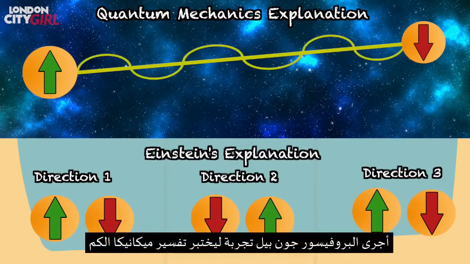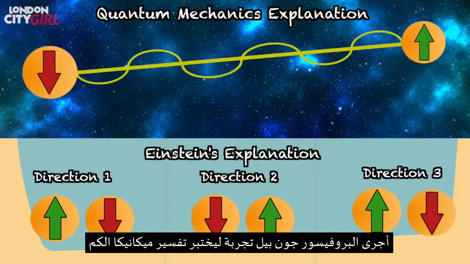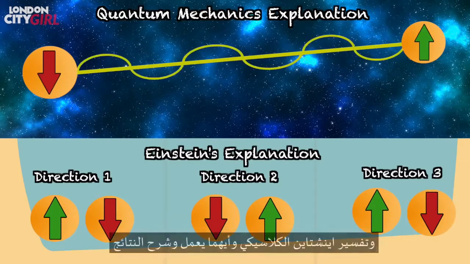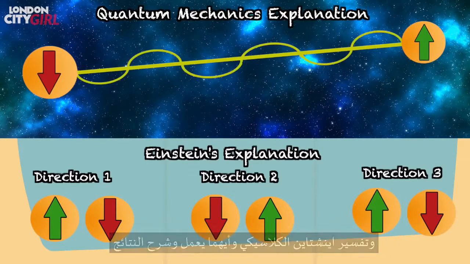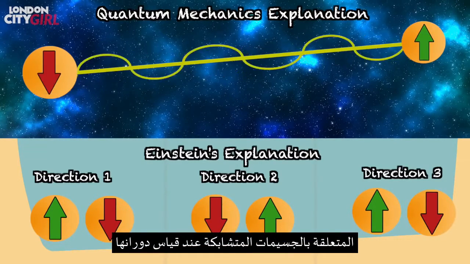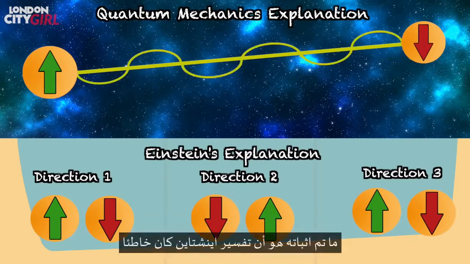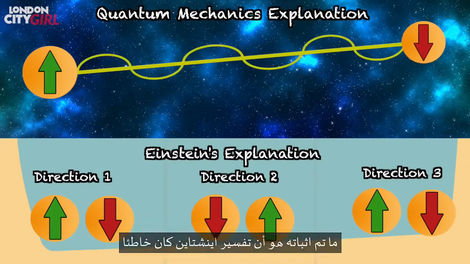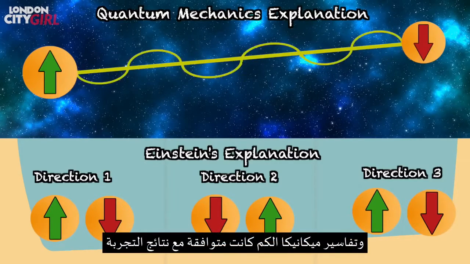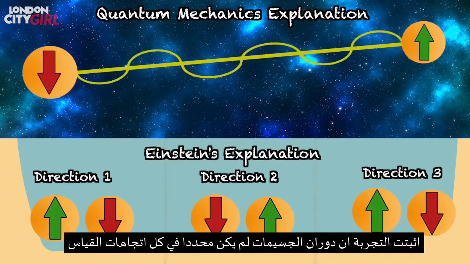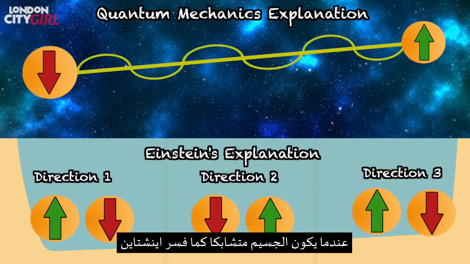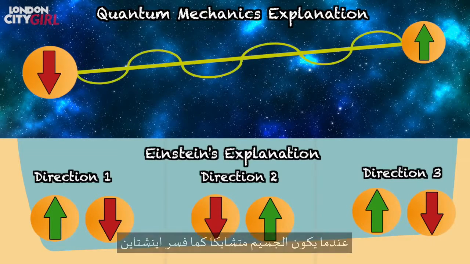Professor John Bell actually came up with an experimental way to test whether quantum mechanics or Einstein's more classical explanation worked when it came to explaining the results entangled particles gave when measured for their spins. What emerged was that Einstein's explanation broke down, and the predictions made by quantum mechanics were consistent with the experimental results. The experiment proved that the spin of the particles was not defined specifically in all directions of measurement when the particles were entangled, as Einstein had theorized.